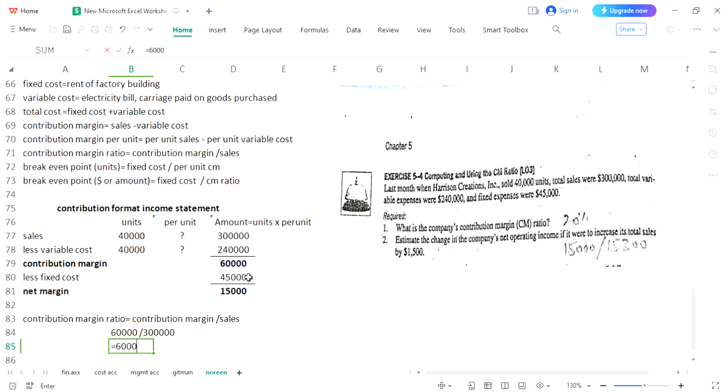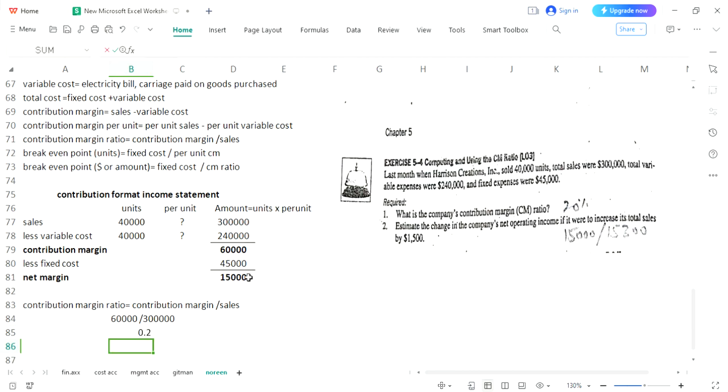On the calculator you will write 60,000 and divide it by 3 lakh. So your first answer has arrived. It is the CM ratio which we have calculated. CM means contribution margin. So the CM ratio is being calculated.